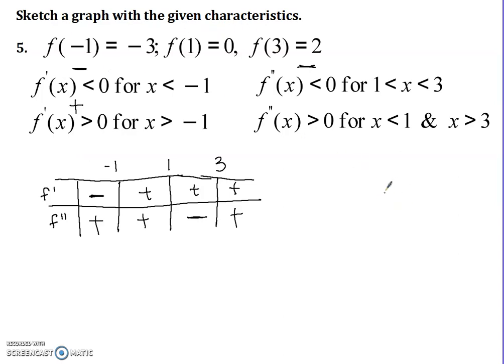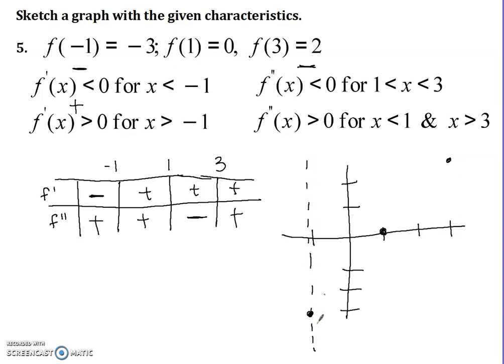Then I'm going to go ahead and graph the points that they give me. So I've got -1, -3. One comma 0 from this one, and then 3, 2 from this one right here. Okay. And again, that's going to go ahead and split up my graph into 4 sections.